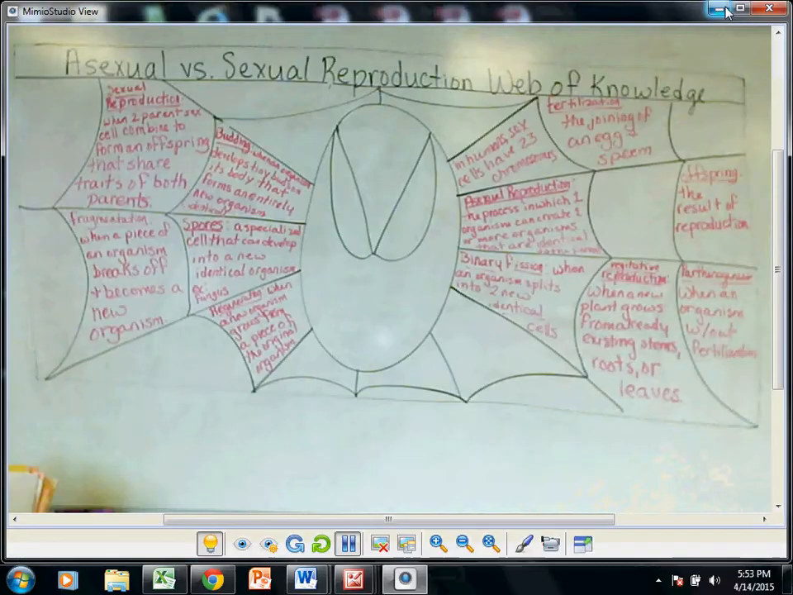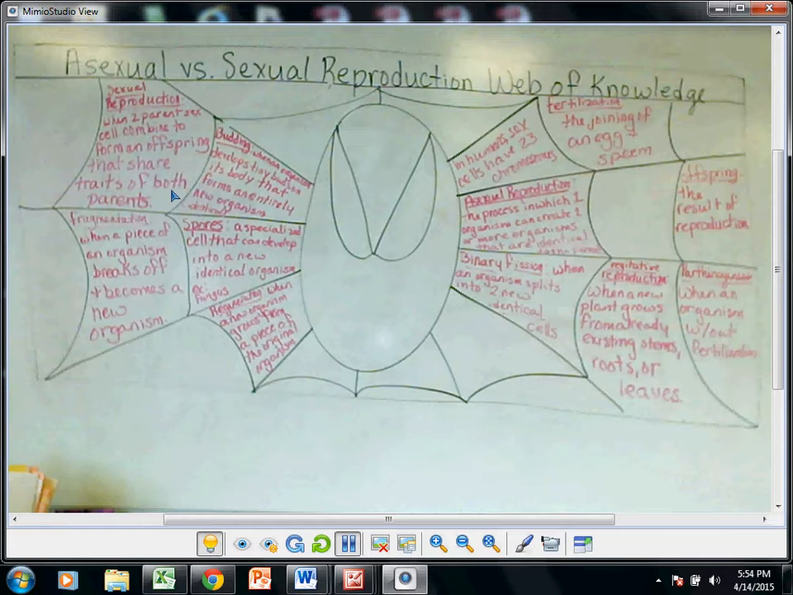And then sexual reproduction, we just really kind of hit on because we've already talked about it before, but just as a review, it's when two parent sex cells, an egg and a sperm, combine to form an offspring that share traits from both parents. So this is what humans and most all other animals do.